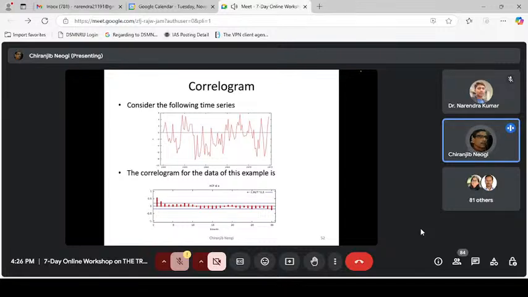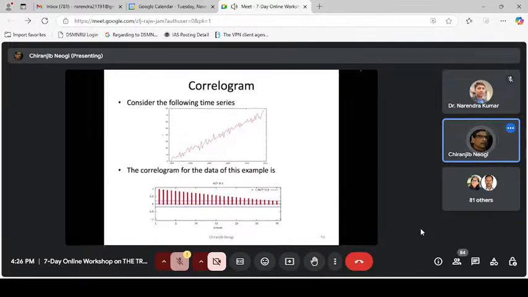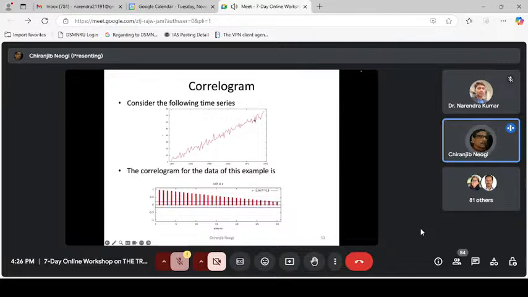But if it is a non-stationary series, then the decay is very slow. Decay of the correlations will be very slow, like this. Say this is a non-stationary series, since you see there is an increasing trend. So if there is a trend, I can say that this is a non-stationary series. So in a non-stationary series, the decay is very slow.